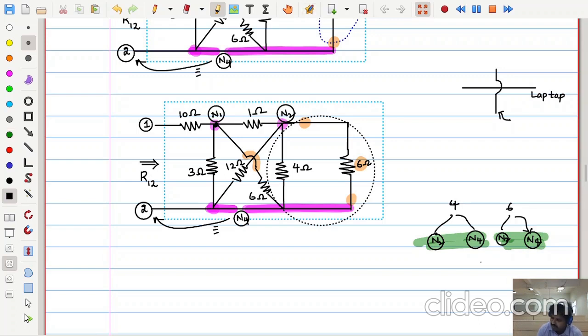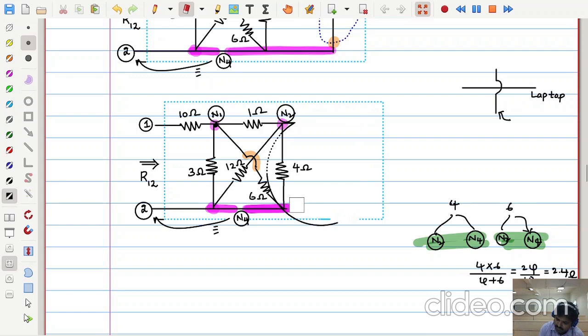When these are in parallel, how much is that? 4 into 6 divided by 4 plus 6. How much is this? 2.4 ohms. So now I can replace these two by a single element whose value is 2.4 ohms. Where is this 2.4 ohm connected? Between where 4 and 6 were connected. N2 and N4. So between N2 and N4 this 2.4 should be connected. Right. Now see what happens.